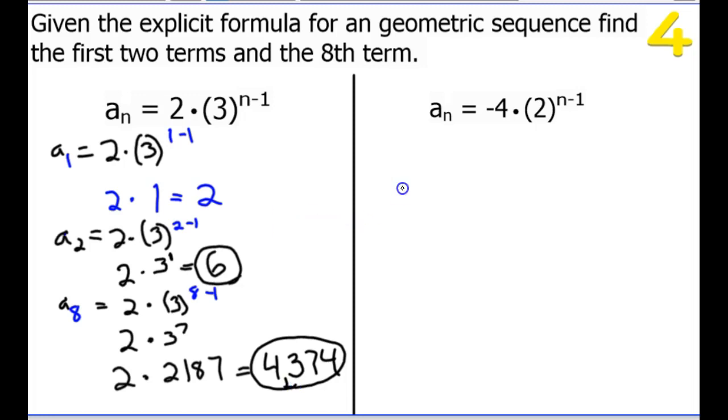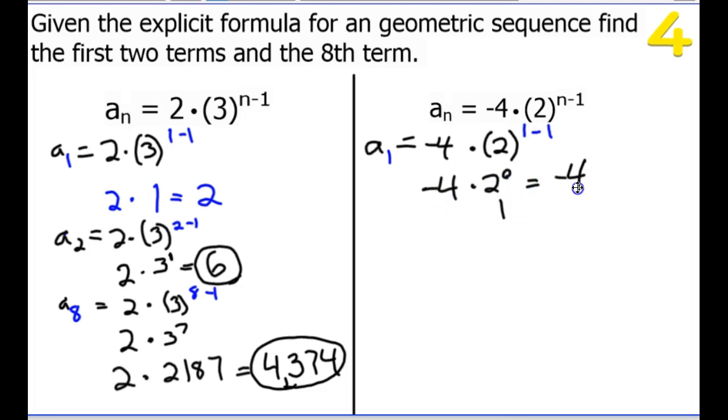Alright, our next problem, we're going to find the first term, so a sub 1 equals negative 4 times 2 and 1 minus 1. So what we're going to have then is negative 4 times 2 to the 0 equals something. Anything to the 0 is 1, so negative 4 times 1 is negative 4. Our first term is negative 4.